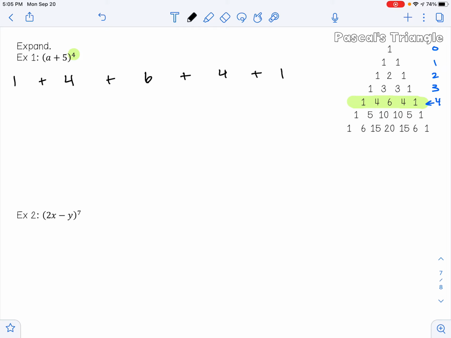So here I'm going to have A, and then my second term is B. Oh, no, sorry, it's not B. Here my second term is 5. For my first term, A, my exponents go from highest to lowest. So 4, 3, 2, 1, and 0. And then for my second term, my exponents go from low to high, 0, 1, 2, 3, and 4.